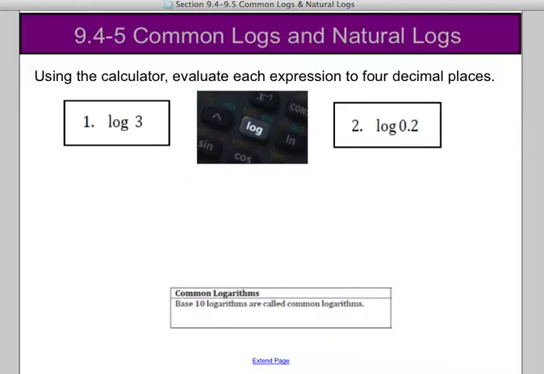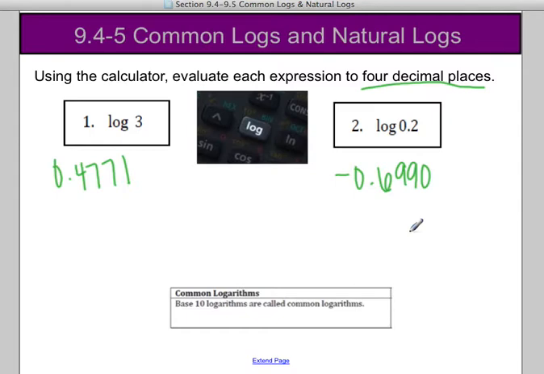So it just says use the calculator, evaluate each expression to 4 decimal places. We're going to round to 4 decimal places. So if you type in log of 3 on your calculator, you would hit the log button and then 3, and rounded to 4 decimal places, you should get 0.4771, when you round properly. If you do log of 0.2 on your calculator, you get negative 0.699, and after you round, it'd be negative 0.6990. That's correctly rounded to 4 decimal places.